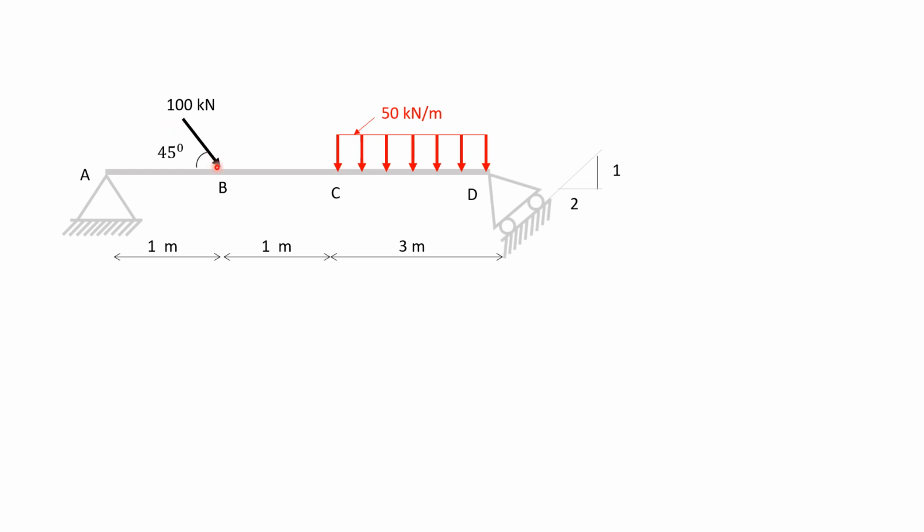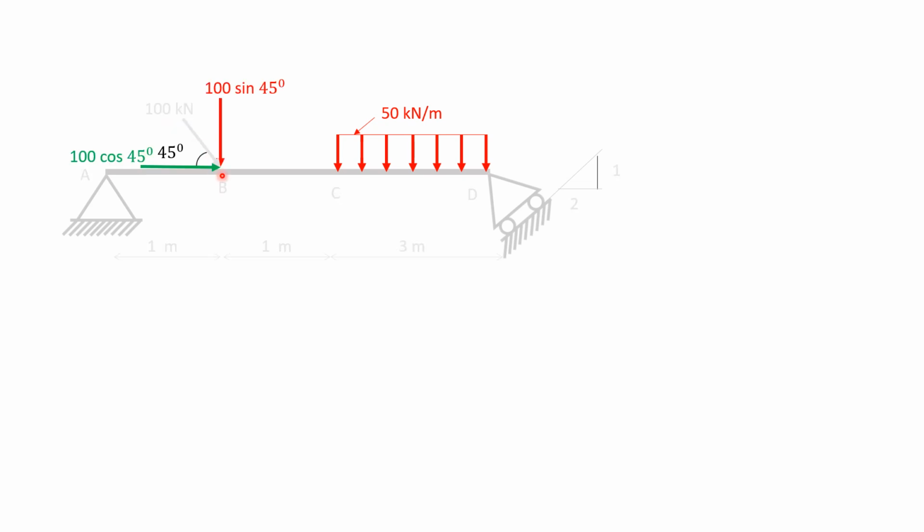Now, first resolving this 100 kN force into horizontal and vertical components. Horizontal component will be 100 cos 45 and vertical component will be 100 sin 45.